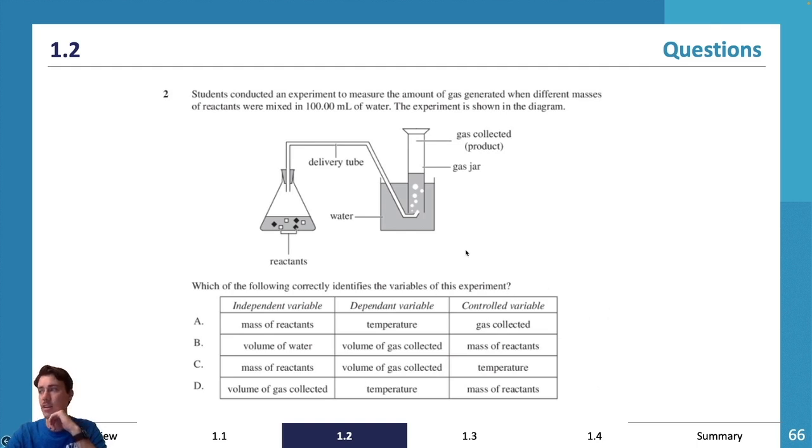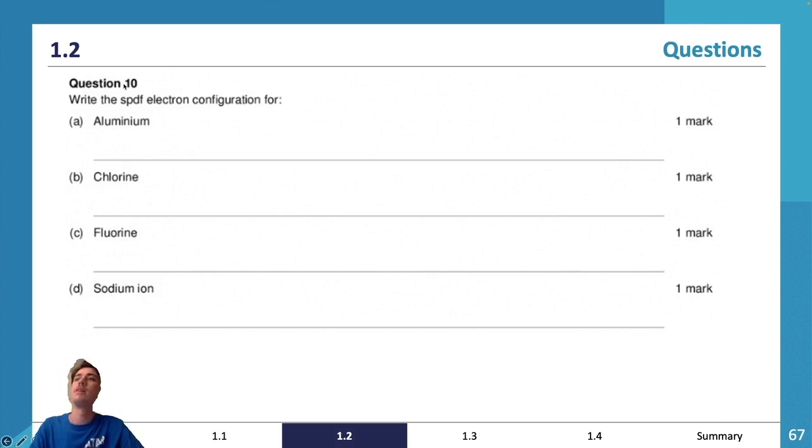Let's just check a control variable. Well, we want to keep the temperature the same because we don't want the temperature to manipulate how much gas is being produced. So therefore, temperature will be a control variable. C is your best answer here. C.